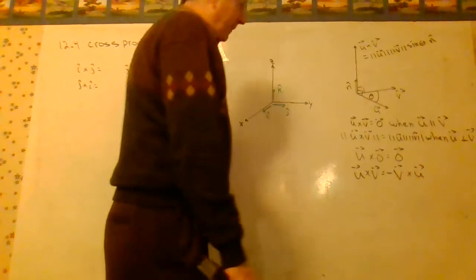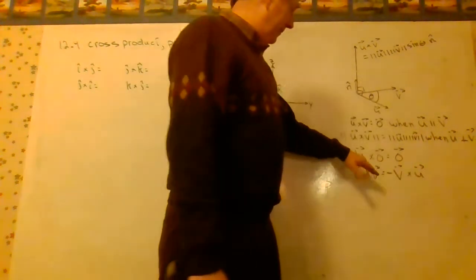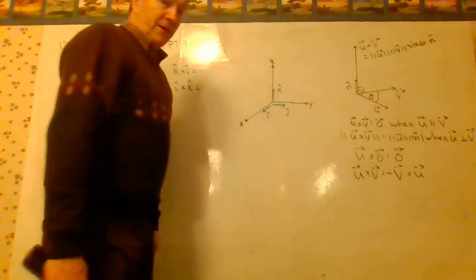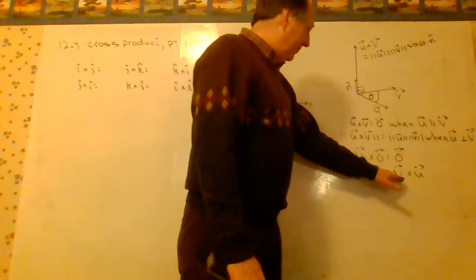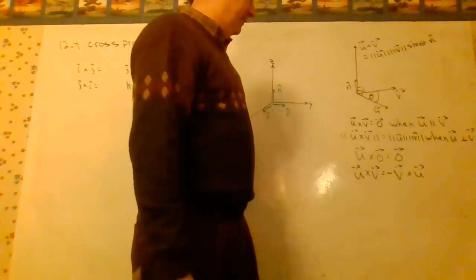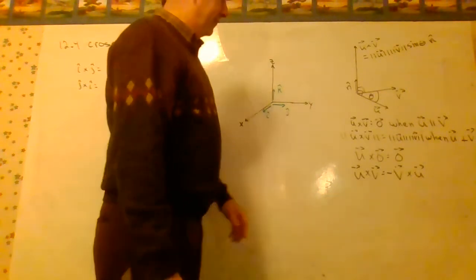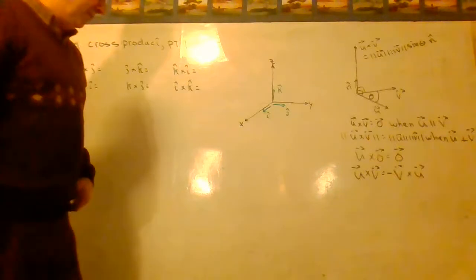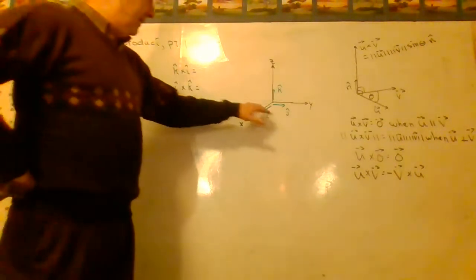And also, u cross v is equal to negative v cross u. It doesn't commute. The cross product is not commutative. You can reverse it, but you have to introduce a negative. And you can see that with the geometry of it. And in the next video, when we talk about a determinant definition of a cross product, you'll see how that plays out as well. So we're going to start with some simple vectors, i, j, and k.